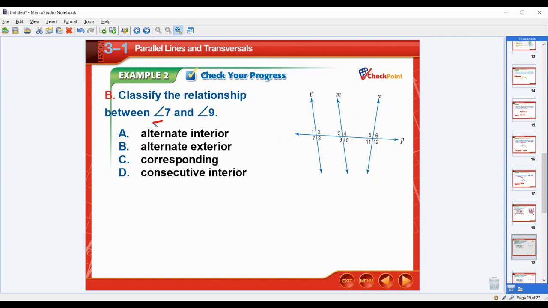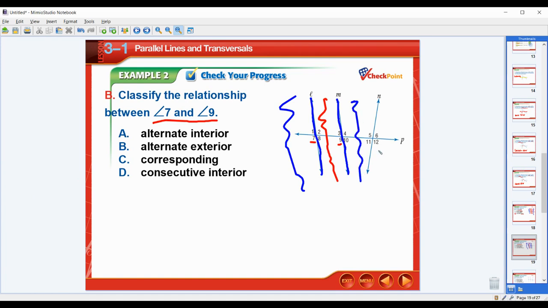Next up, 7 and 9. So here's 7, here's 9. So again, just like the last question, we're going to treat L and M as our lines that determine interior and exterior. So everything in between L and M will be our interior. Everything outside of L and M will be our exterior.